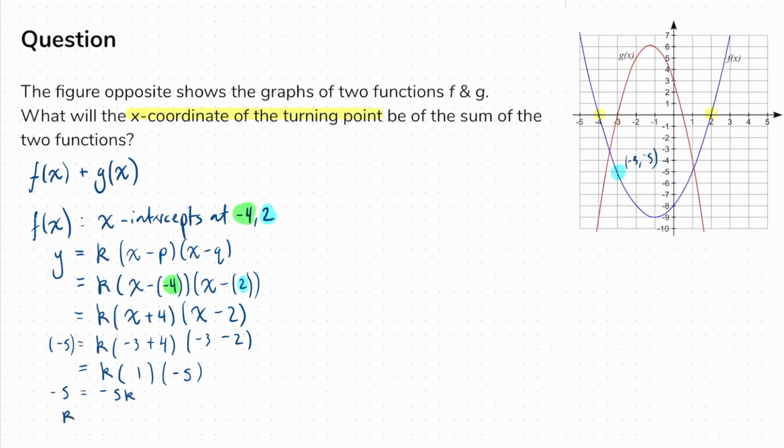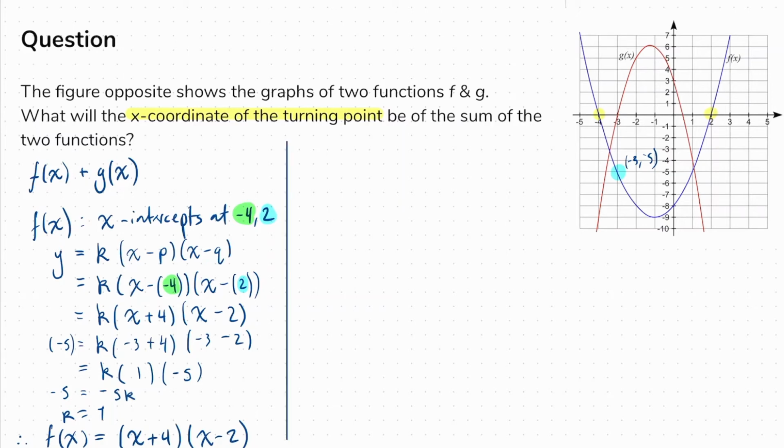Right, so k equals 1. Therefore, f of x equals (x + 4)(x - 2), done.